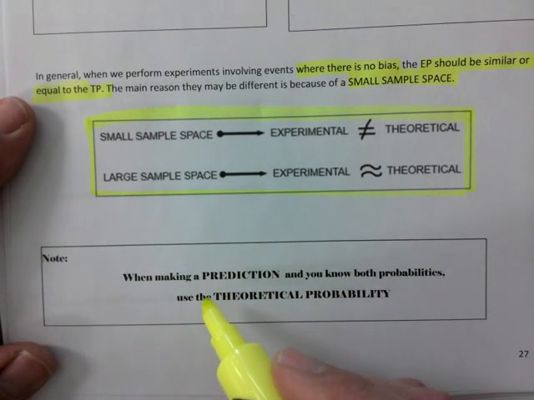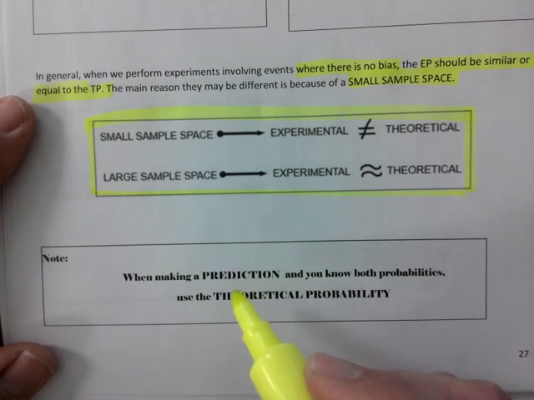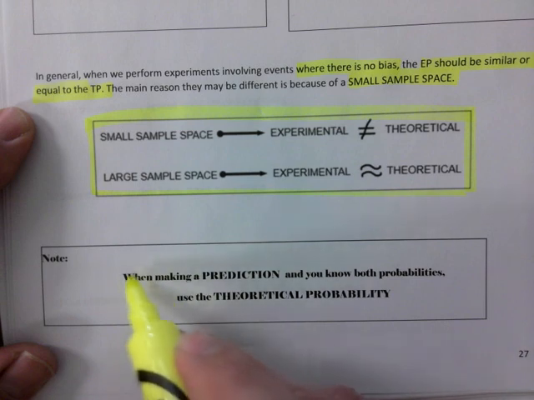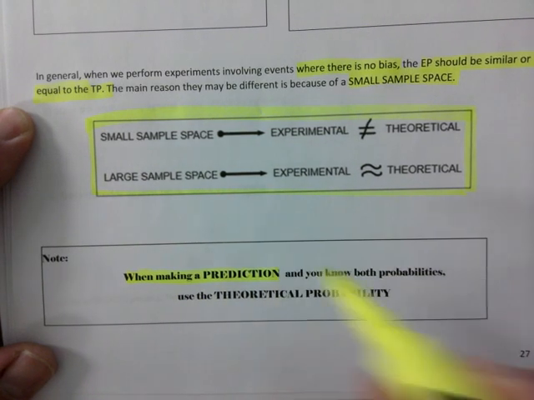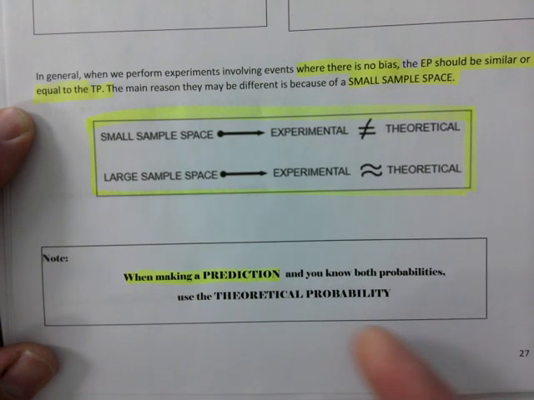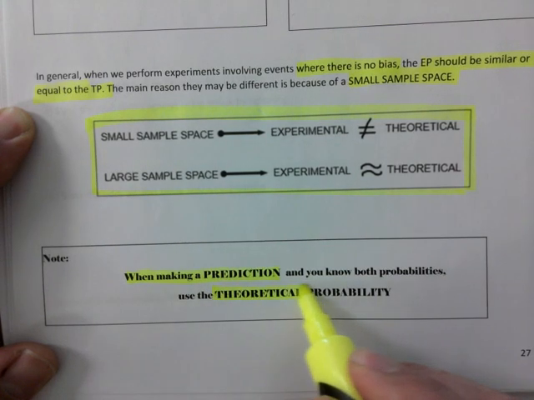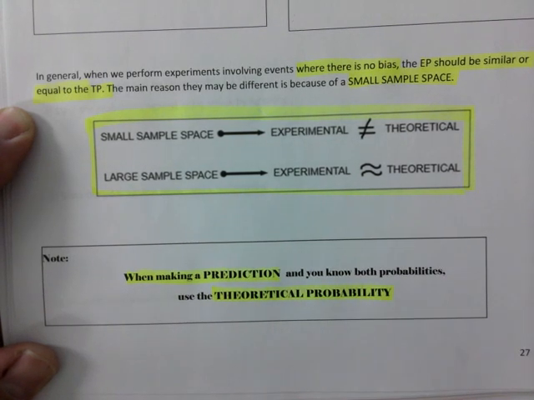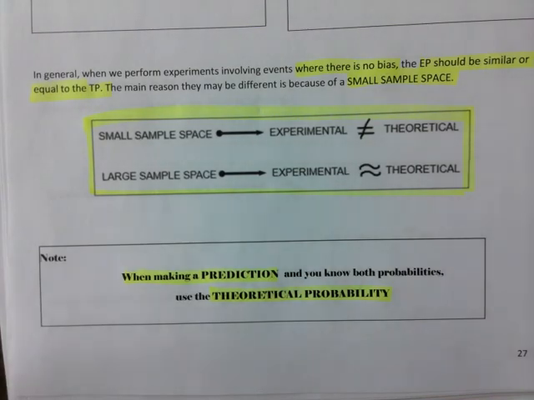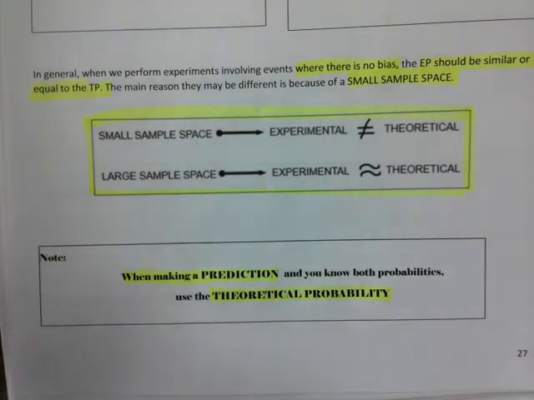When making a, and then watch what I say here, the note. I put this just before I was about to print this booklet, right? When making a prediction and you know both probabilities, we use the theoretical probability to make a prediction. We do not base it on the experiment, okay? So when you make a prediction, you base it on the theoretical, not the experimental probability.